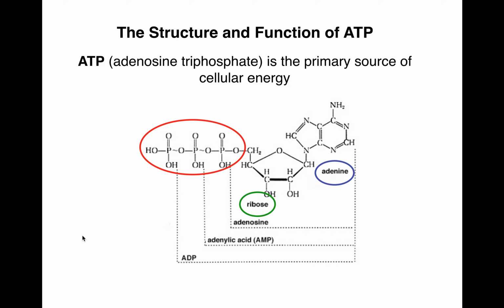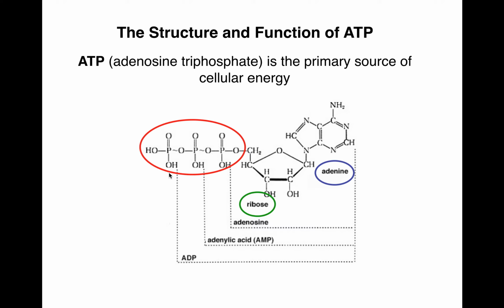Just a quick review of the structure of ATP. Remember that ATP stands for adenosine triphosphate. Every ATP molecule has a nitrogenous base, in this case adenine, a sugar, ribose, and then 3 phosphate groups. And to remind you that the chemical potential energy stored in ATP comes from the placement of these individual phosphate groups relative to each other.